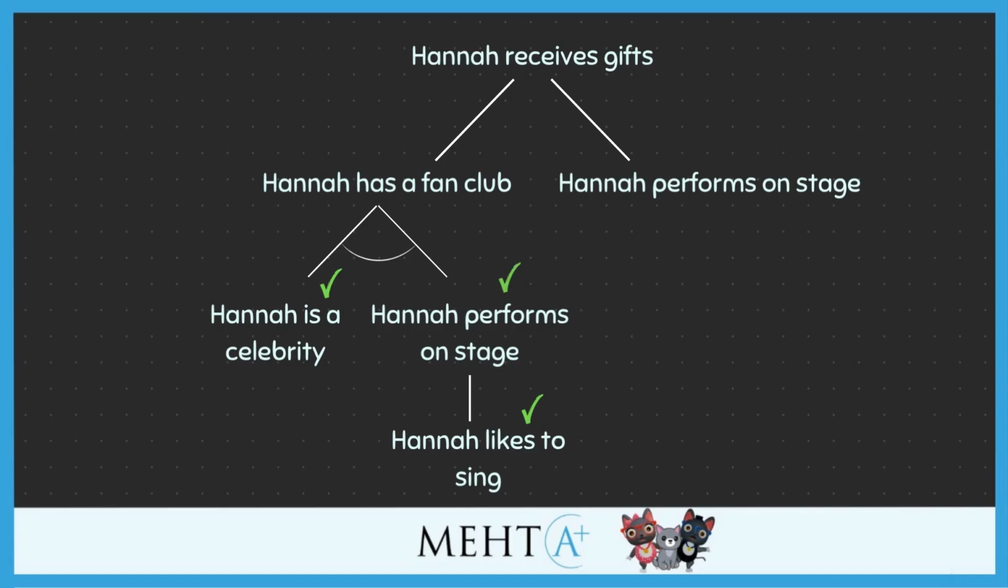So now that we know that Hannah is a celebrity and Hannah performs on stage, Hannah has a fan club. Now, do we need to prove that Hannah performs on stage? I mean, technically we have already proved that, but we don't even need to look at that second condition because it's an OR statement and we already have proved the first condition to be true. Therefore, we can say yes, Hannah receives gifts.